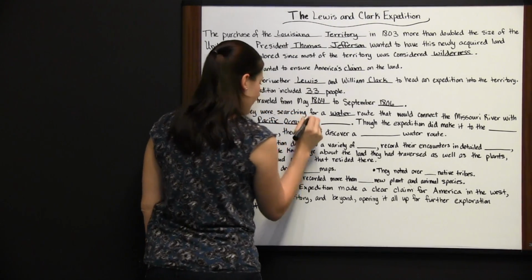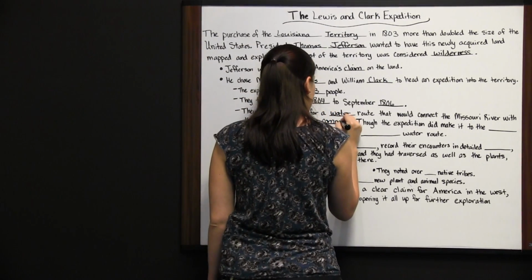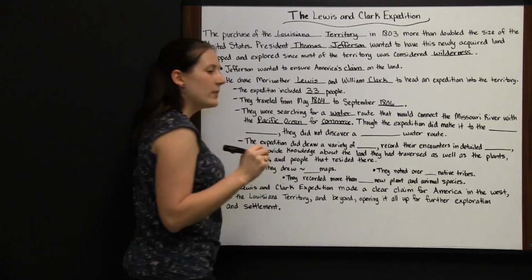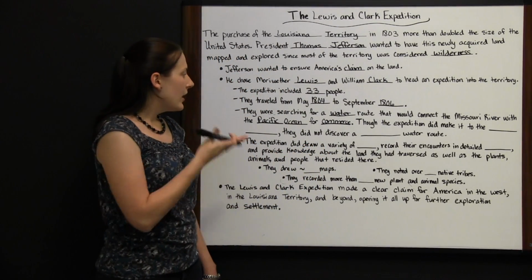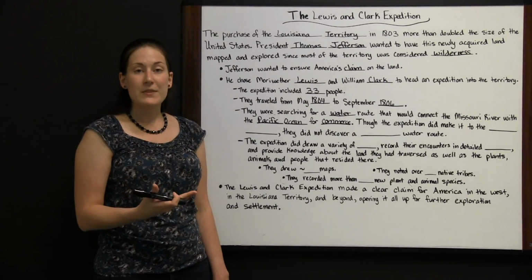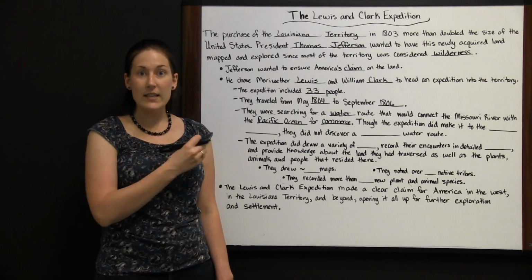And this was for commerce. If they could reach the Pacific Ocean and they could reach potential new settlements along the river, then it would be easier to transport goods back and forth. So Jefferson wanted to know if this was a possibility, so Lewis and Clark were looking for a continuous water route.